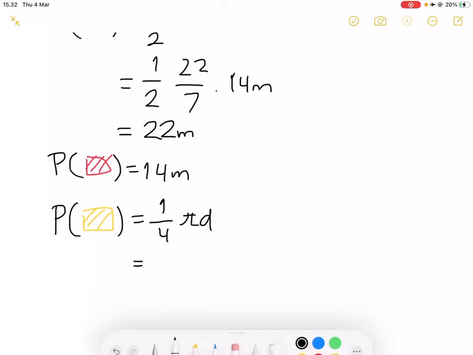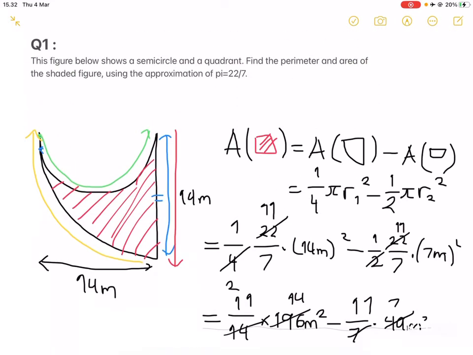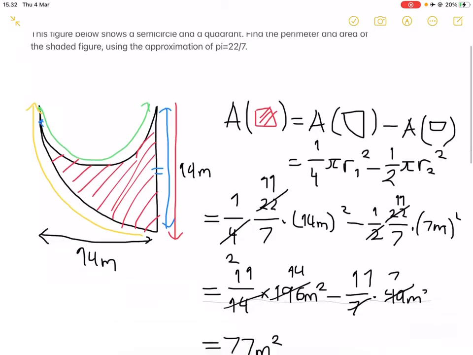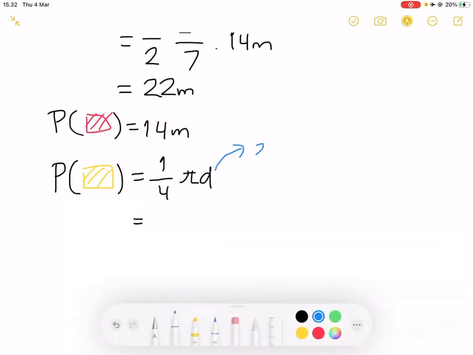In this case, we're given the radius but not the diameter, which is 14 meters. However, it's not that hard to find the diameter because we can just multiply it by 2. So the diameter right here will be 28 meters. Substituting the approximation of pi as well, you'll get that this is also equal to 22 meters.